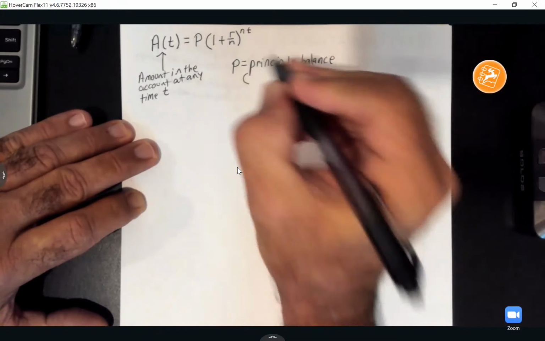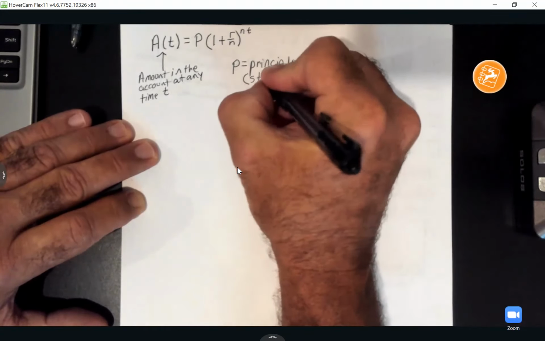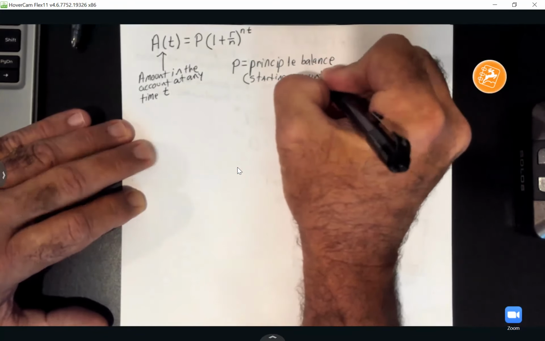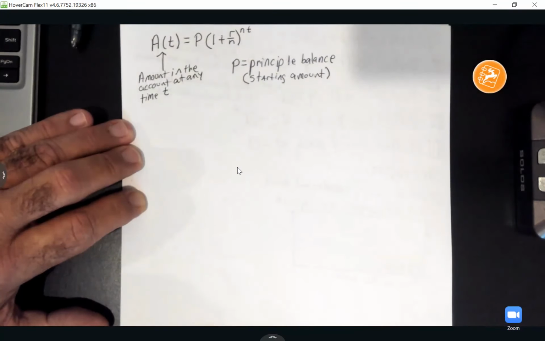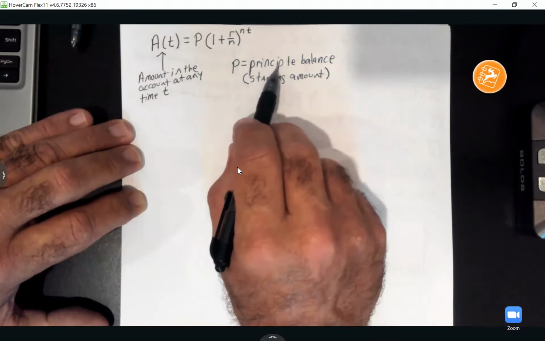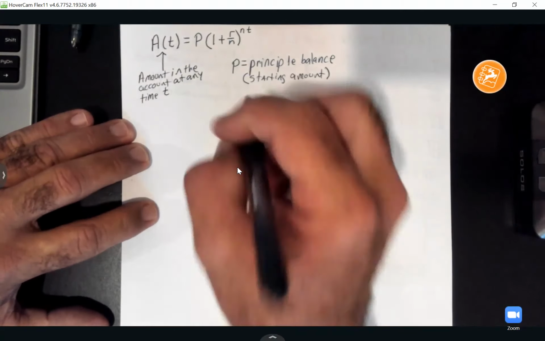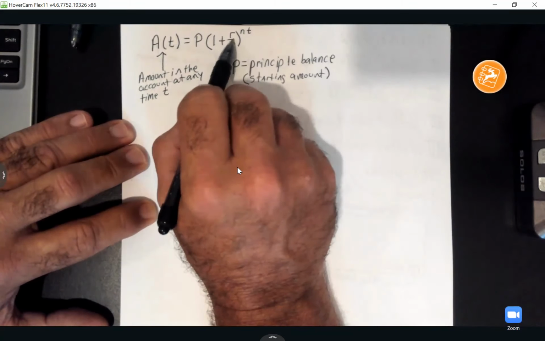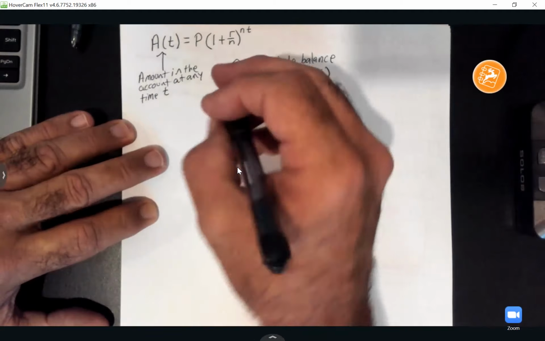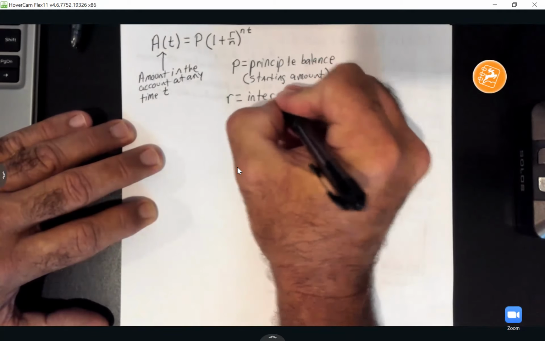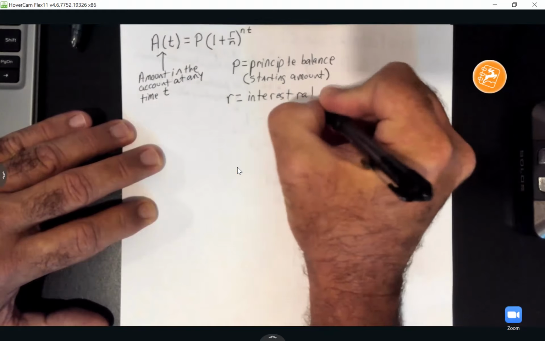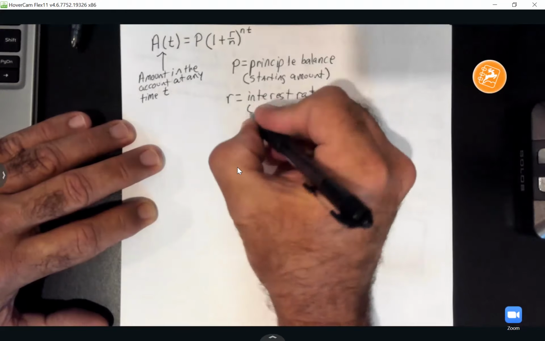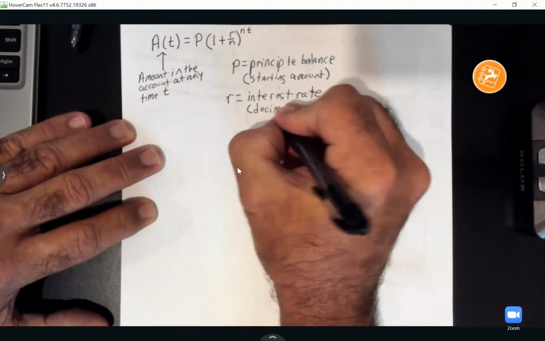And basically, your principal balance is your starting amount. So if I was going to invest 5,000, 5,000 would be my starting amount or my principal balance, okay? The R up here, y'all, that is your interest rate. Now, the thing about the interest rate, when you put it in this formula, it's got to be in decimal form.